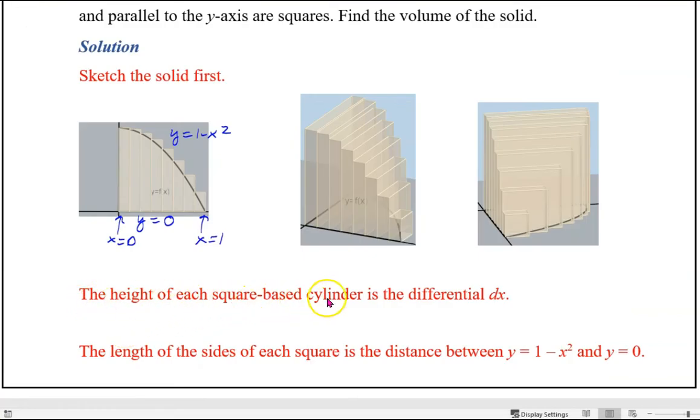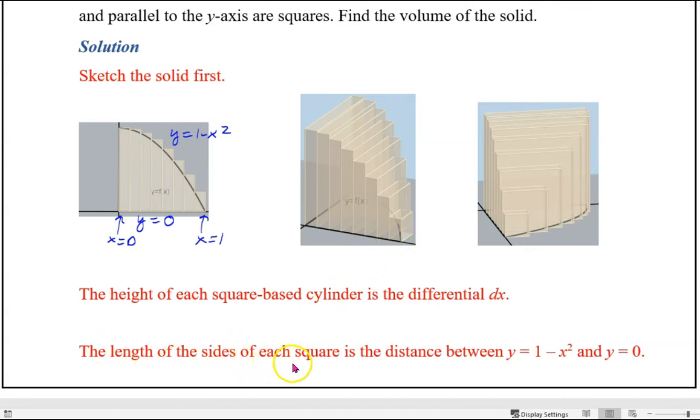Notice that the height of each square-based cylinder is the differential dx. That's this small measure here between this right edge, which is the base, and the left edge, which is the base. These are rectangular parallelepipeds, which we could technically use any pair of the parallel sides as bases. But to make it easy to compute, we've sliced parallel to the y, and that makes the differential dx. That means that the left side and the right side of the boxes become the bases, and the distance between the two bases is the differential dx, and that's the height.